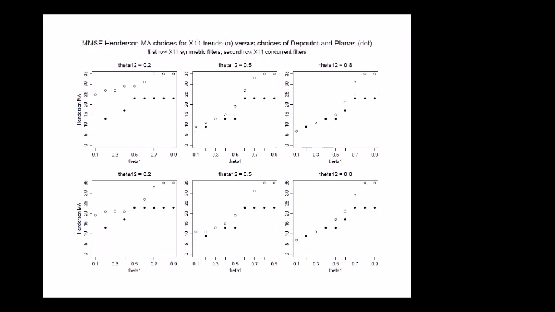I also compared these to the choices of Dagum and Planus that didn't do all the same parameter settings, but this shows what they got. This is for the seasonal case. And the dots are the Dagum and Planus, so they're missing 0.1 and 0.3, but they've got the rest. And you can see that they picked substantially shorter Henderson MAs. They also had a limit of 25, which, from the results you've seen previously, it seems to make sense to go beyond that. So there are some differences here from what they chose.